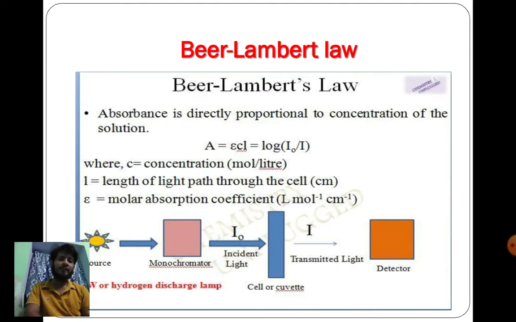In the figure we can see that the source of light, which is polychromatic, passes through a monochromator. It does not have a fixed wavelength, so it passes through a monochromator which gives a fixed wavelength value, and then it passes through a sample, and the transmitted light is detected by a detector. This is used to measure the absorption, and this study is known as absorption spectroscopy.